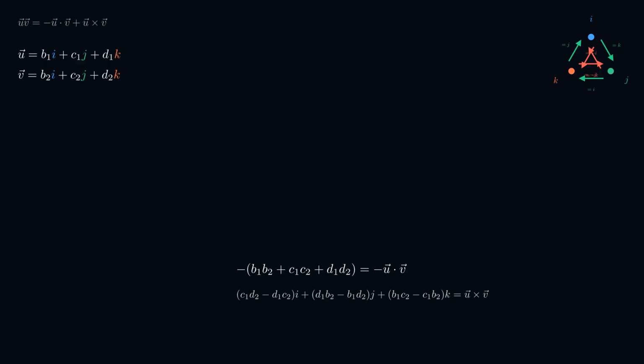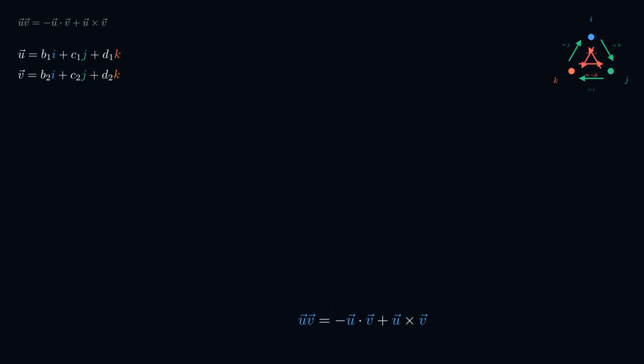Nothing was engineered to make that happen. It's a direct consequence of the multiplication table. Put the scalar and vector parts back together. U vector times V vector equals -u dot v plus u cross v.